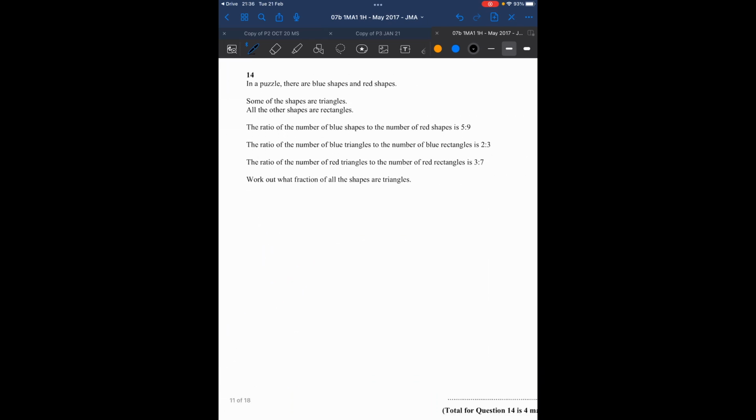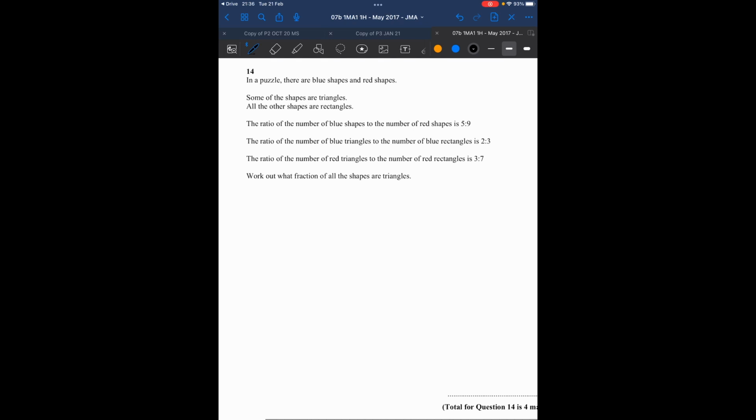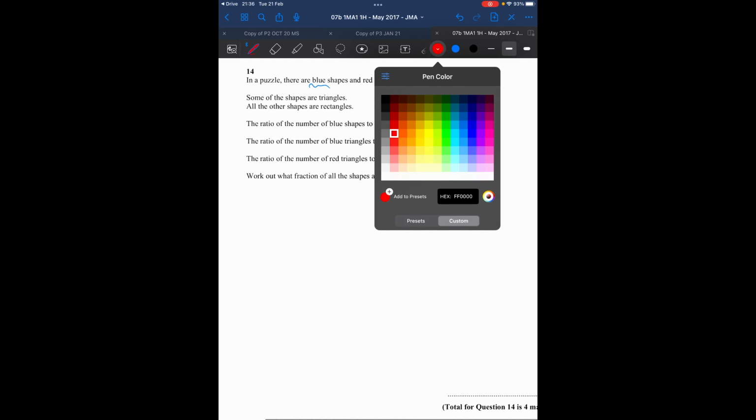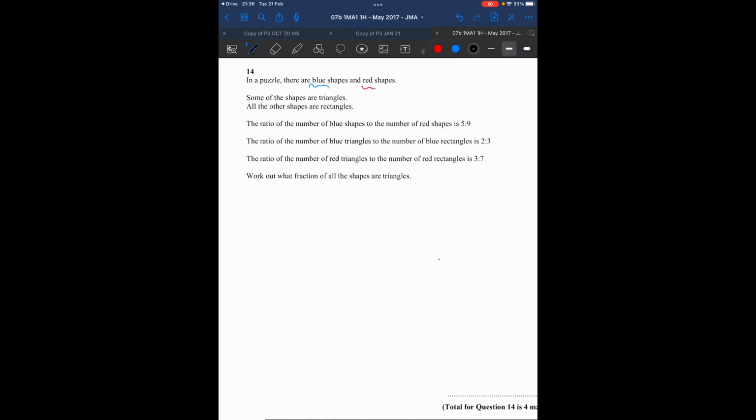Okay, in a puzzle there are blue shapes and red shapes. Blue shapes, and it seems like a perfect time to use the color red, and red shapes. Some of them are triangles. All of the other shapes are rectangles. The ratio of the number of blue to red is 5:9. The ratio of the number of blue triangles to the number of blue rectangles is 2:3. Red triangles, red. Right. Okay.